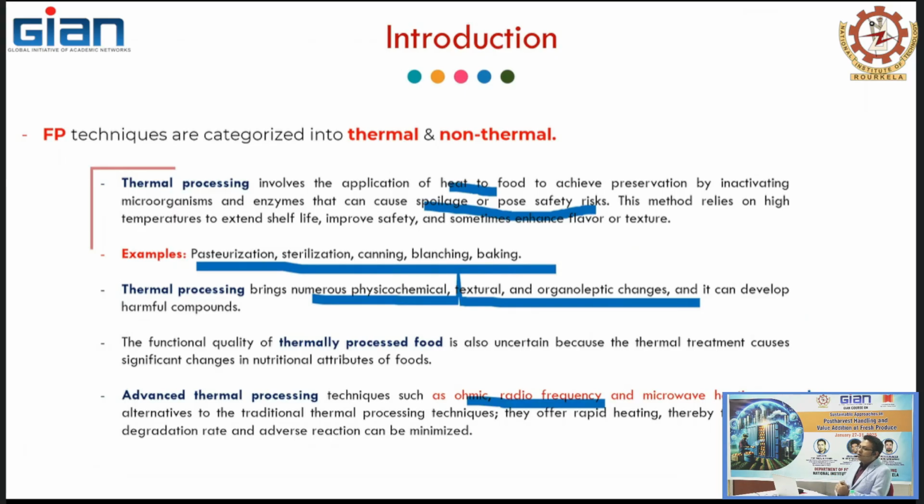When you see pasteurization, blanching or baking, we are using high temperature for a longer period. With the advancement, we want the heating effect, but at the same time with a rapid process. That is what we expect here: the process is rapid, and the idea is to reduce the degradation rate of quality.